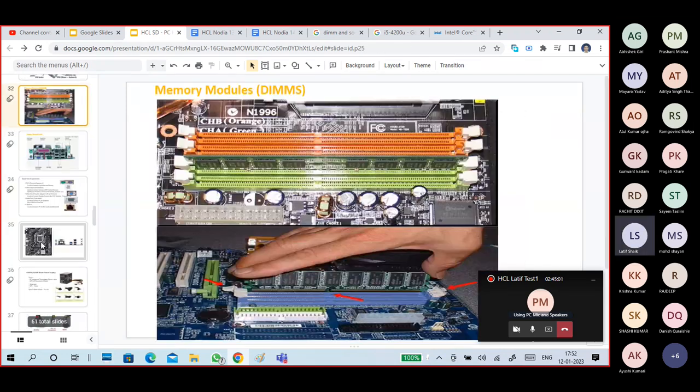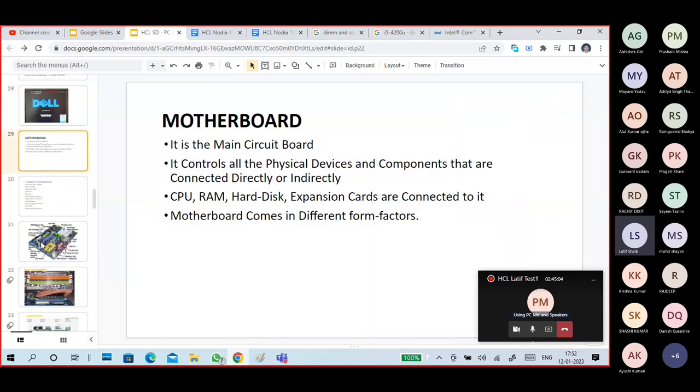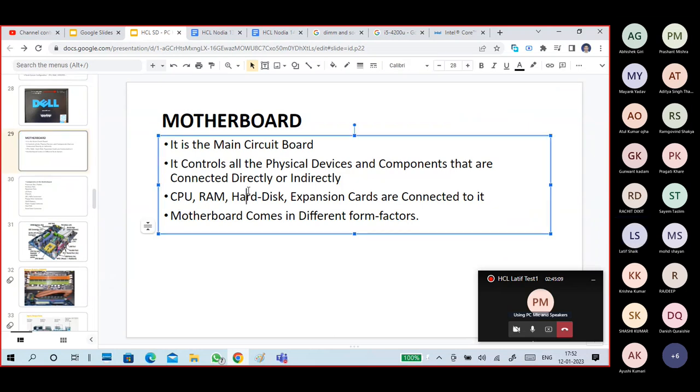Small points are there, guys. First one is the motherboard. Second one is SMPS. Both I will tell and we'll close for today.